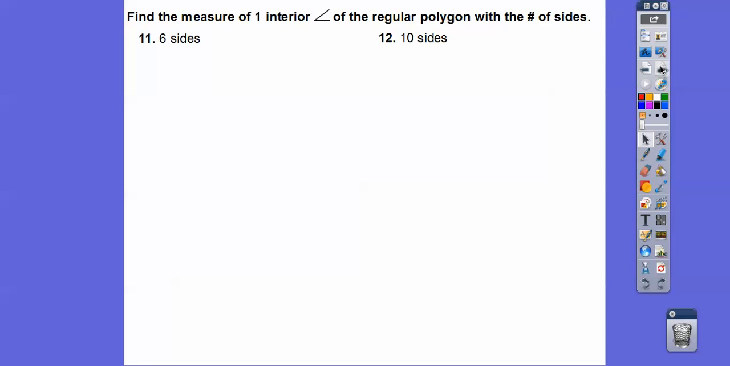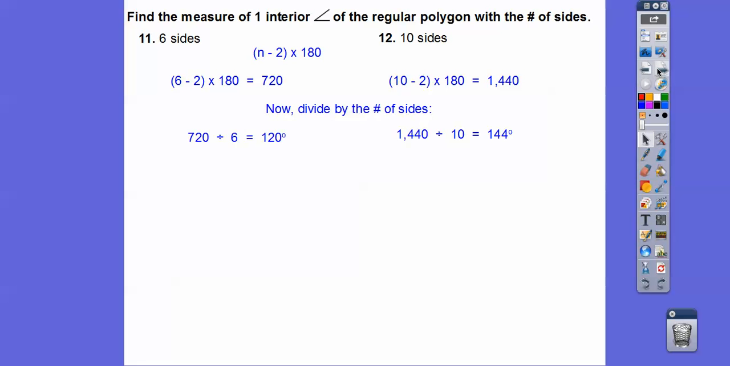Okay, this one says find the measure of one of the interior angles of the regular polygon with a number of sides. So we do what we did in the last part. We do n minus 2 times 180. Okay, so 6 sides gives us, they add up to 720. 10 sides add up to 1440. Okay, and so since it's regular, all the angles are equal. So here I'm going to divide 720 by those many angles and divide 1440 by those many angles. And that's what you get.